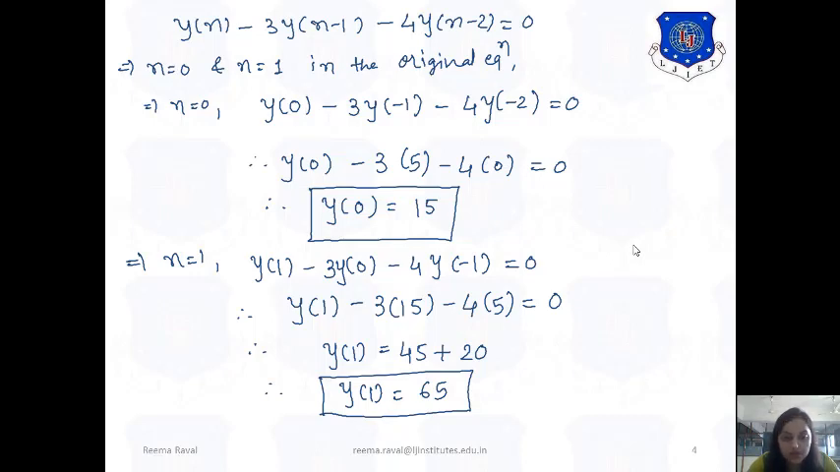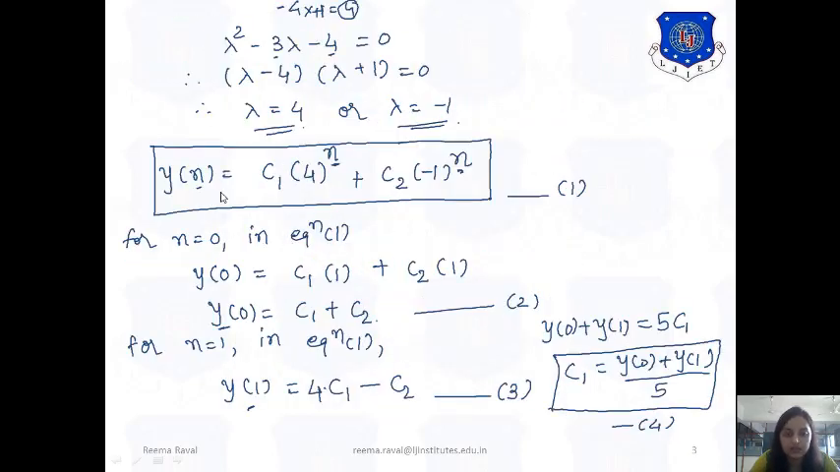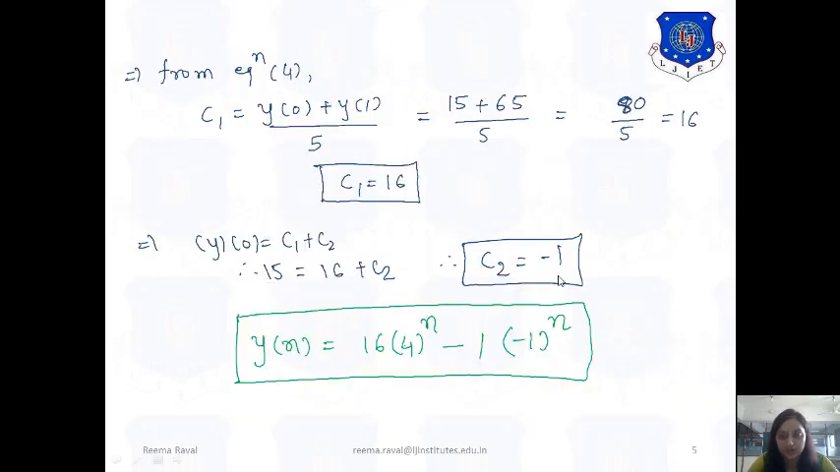Now using these two values, we will find the c1 value from equation number 4, and from c1 we can find c2. So after finding c1 and c2, we will place this in equation number 1, that is y of n equals c1 into 4 raised to n plus c2 into minus 1 raised to n, and here c1 and c2 are 16 and minus 1, which will give the output y of n equals 16 into 4 raised to n minus 1 into minus 1 raised to n. Okay, this is how you can find the solution for the homogeneous equation.